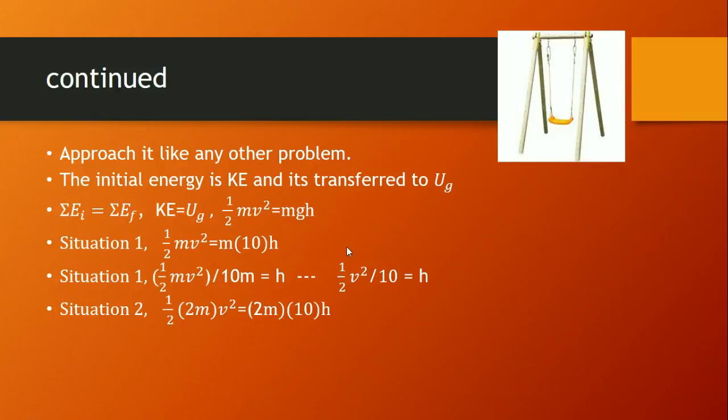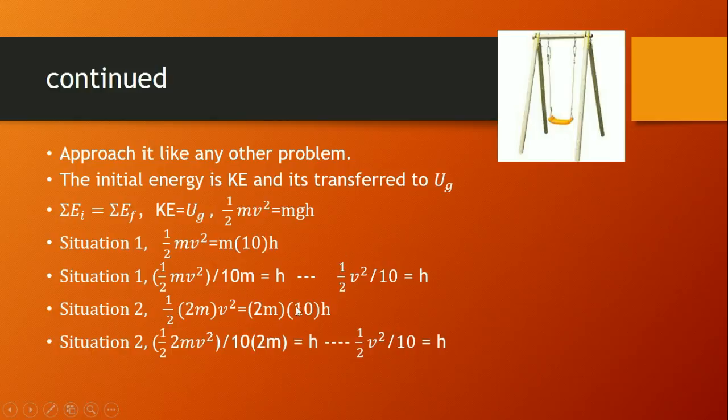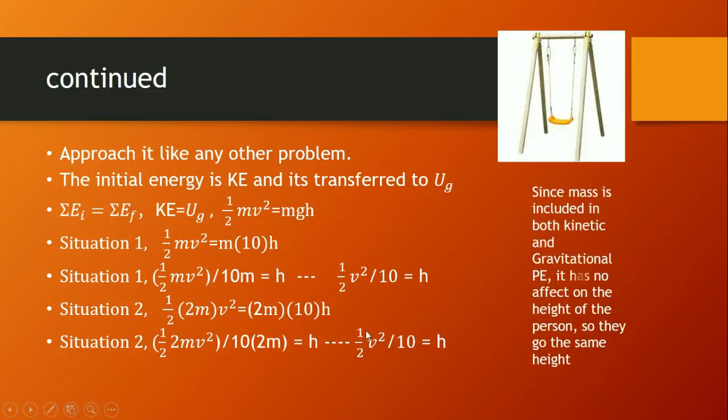Situation 2, the only thing that changed is the 2m. So if we cancel out the 2m's here, we'll just have 1/2 v squared over 10 equals h again, because the masses always cancel out. So just from solving this, you see that there's no mass involved because mass is on both sides. The same thing happened here because mass cancels out in both kinetic and potential. Since mass was included in both kinetic and gravitational potential energy, it has no effect on the height the person goes. So the people running into this rope, since mass is in both kinetic and potential energy, will go the same height because it only matters how fast they're moving.